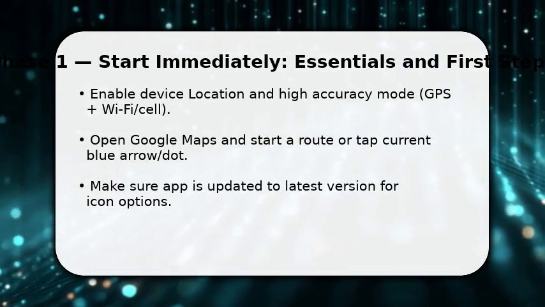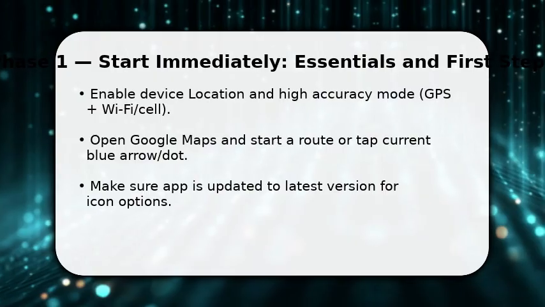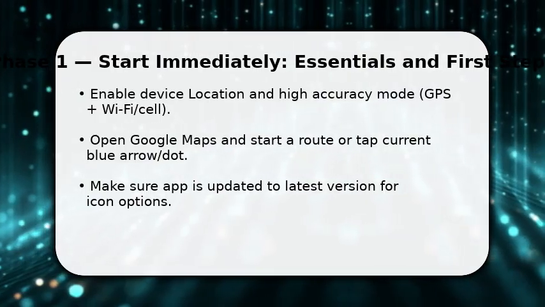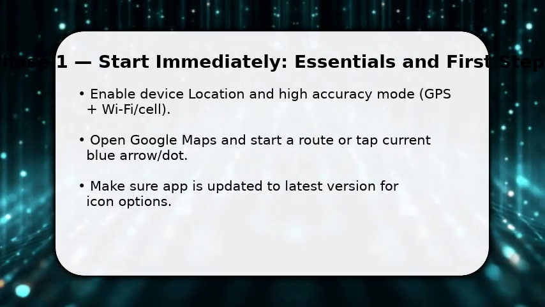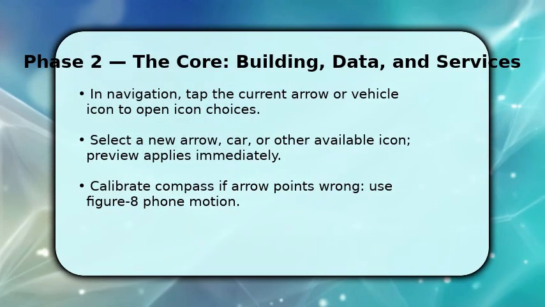Because icon choices moved in recent updates, you need the newer navigation controls before you can change the arrow. This gets you into the view where the arrow or vehicle icon can be edited. Now you change the arrow.